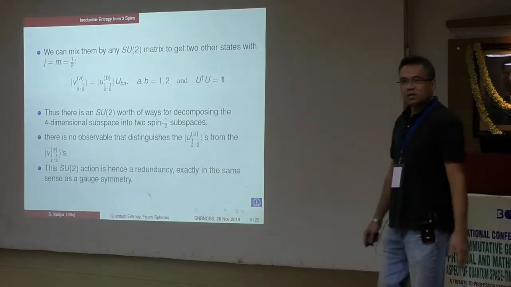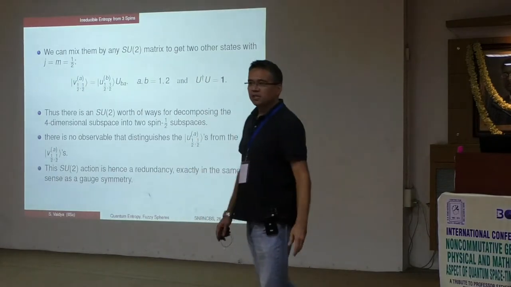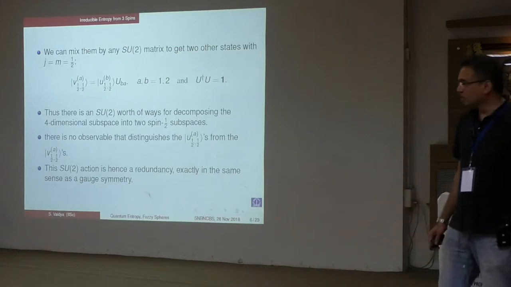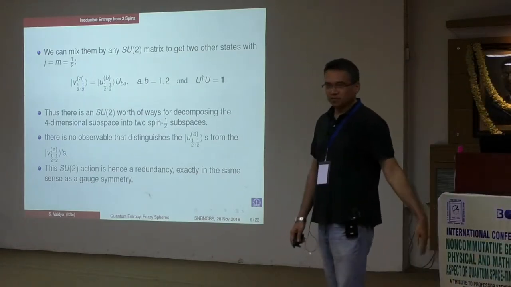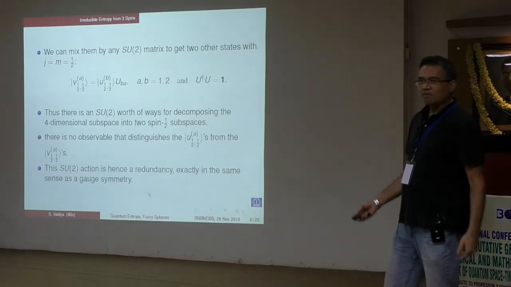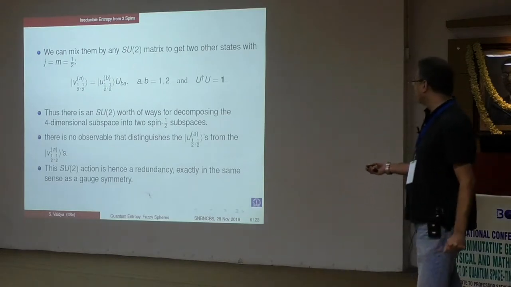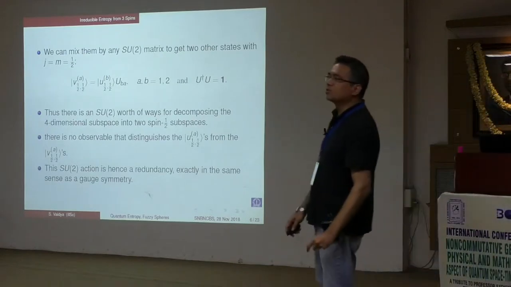If you remember, a gauge symmetry is a symmetry that commutes with all observables of the theory, not just the Hamiltonian or any particular observable. And here is a very simple example of an emergent SU2 gauge symmetry in a very simple system that we know from more or less our first course in quantum mechanics.